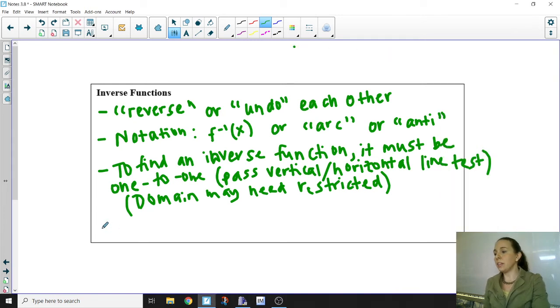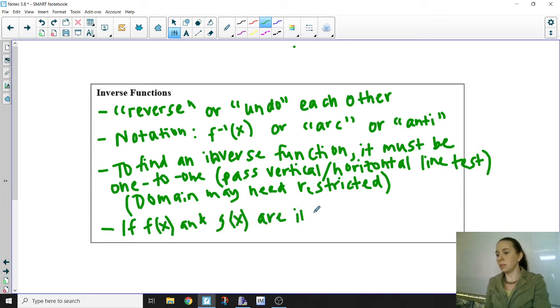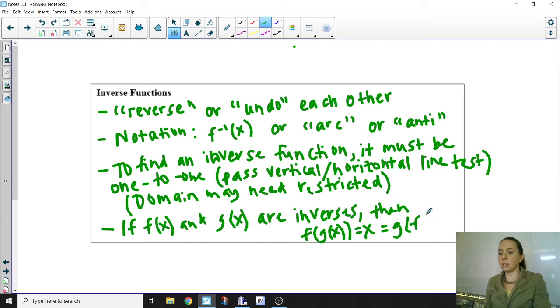All right, and then finally, the last little thing I want to put here is that if you have two functions that are inverses, then their compositions result in x. So we'll say if f of x and g of x are inverses, then f of g of x equals x, but so does g of f of x.